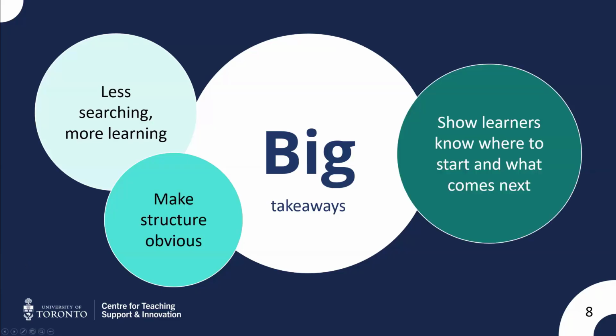And then third, show learners where to start and what comes next. Clear organization helps learners understand how information, activities, and resources fit together, which can then make expectations, priorities, and next steps easier to identify.